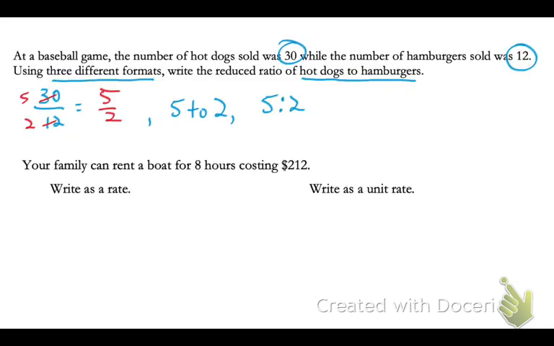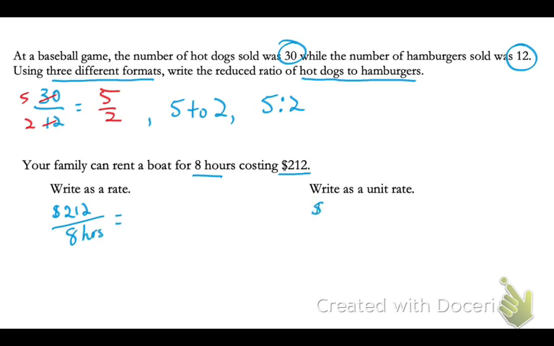Jump down to your notes section and let's do the next example, and this will be practicing rate. So your family can rent a boat for 8 hours costing $212. So if we write this as a rate, I know that I would want to know how much money per hour. So let's start and we'll put our dollar amount as our first number. So $212 over, or compared to, 8 hours.